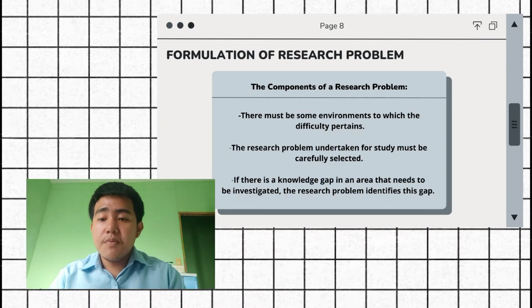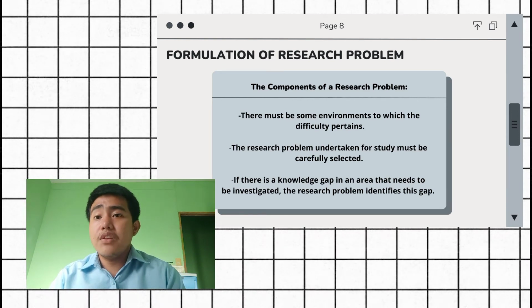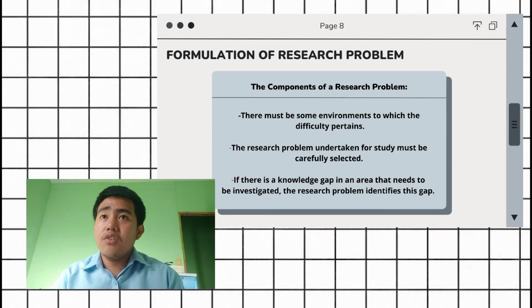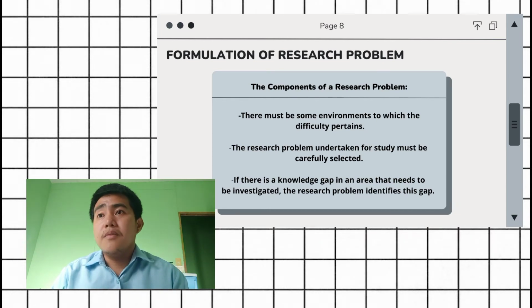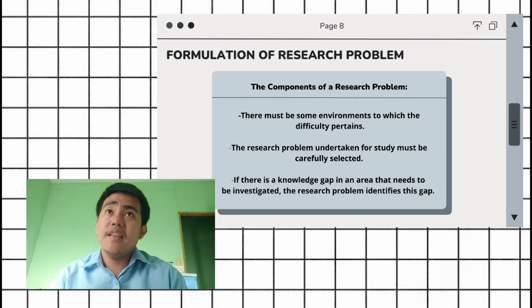Fourth is there must be some environment to which the difficulty pertains. What this means is, syempre, kung solve natin yung isang problem, dapat hanapin natin kung ano yung source ba. Or let's say, kung saan ba nag-occur isang problem, alamin natin yung environment niya. Like, halimbawa, ba't ba nagbabaha sa isang lugar? Barado ba yung kanal? Just like that. Alamin natin yung environment, yung difficulty, para ma-solve natin yung problem.